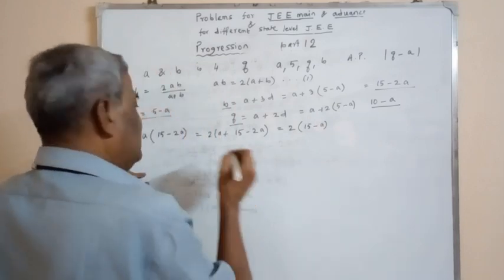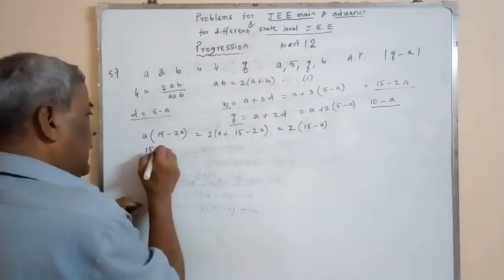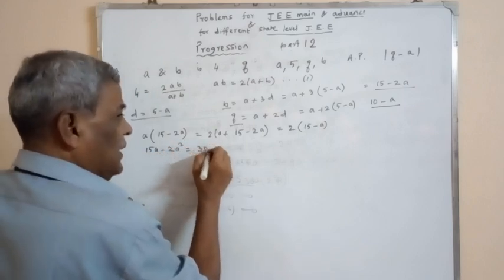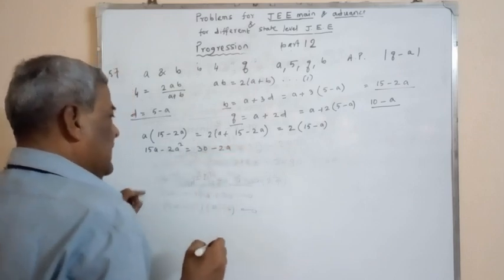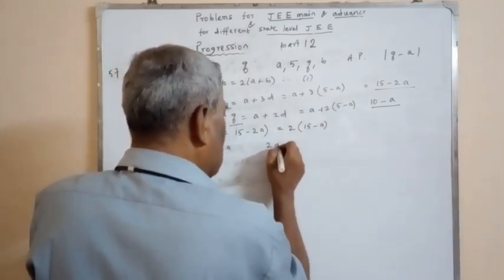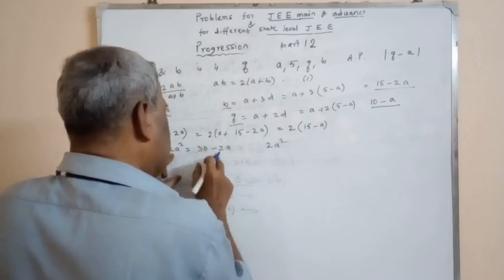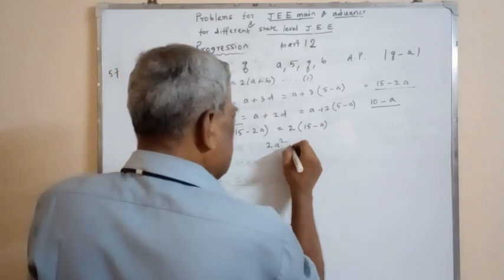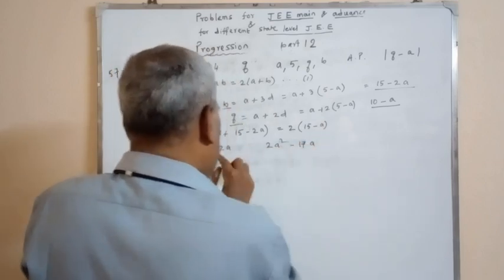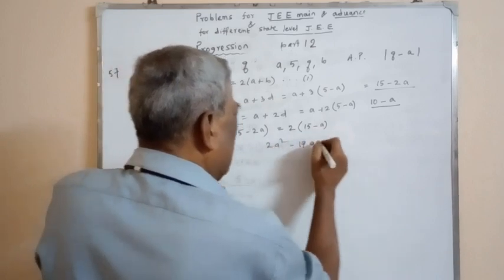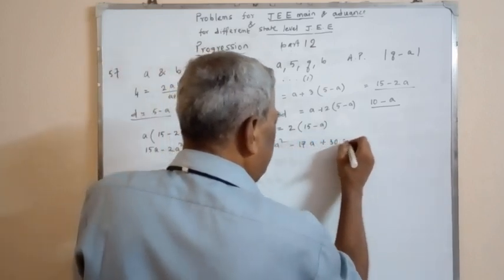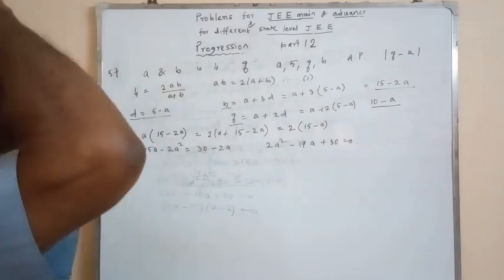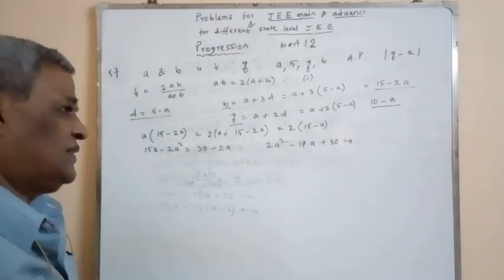So we have 15a minus 2a square is equal to 30 minus 2a. That is, taking everything to that side, 2a square minus 17a plus 30 is equal to 0. So it is a quadratic in a. Now we can solve it.